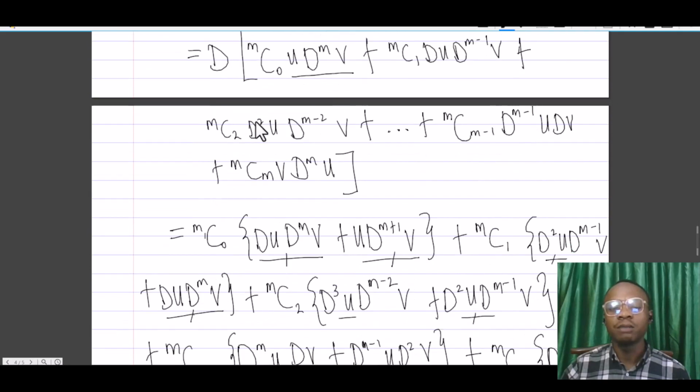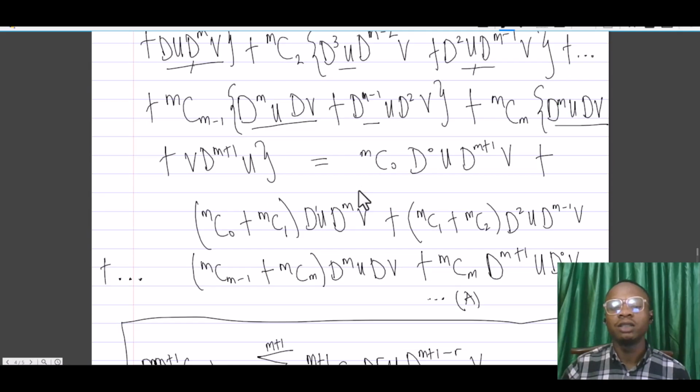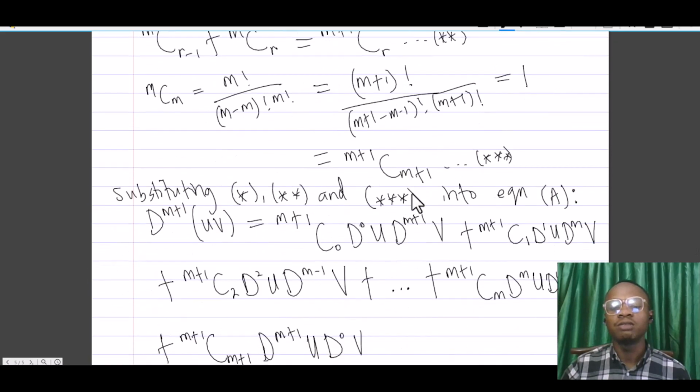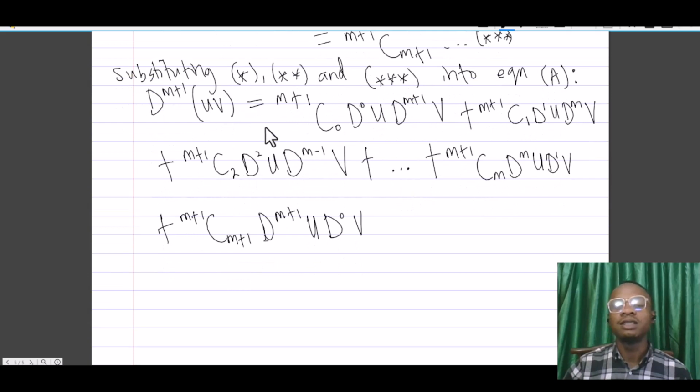So we have been able to establish that it is true for n equal to m plus 1, because this is basically equal to what we have just obtained now. We can already see the pattern that this is simply equal to what is provided for by the Leibniz formula, where we took the summation from r equal to 0 to m plus 1. So we have been able to see that.